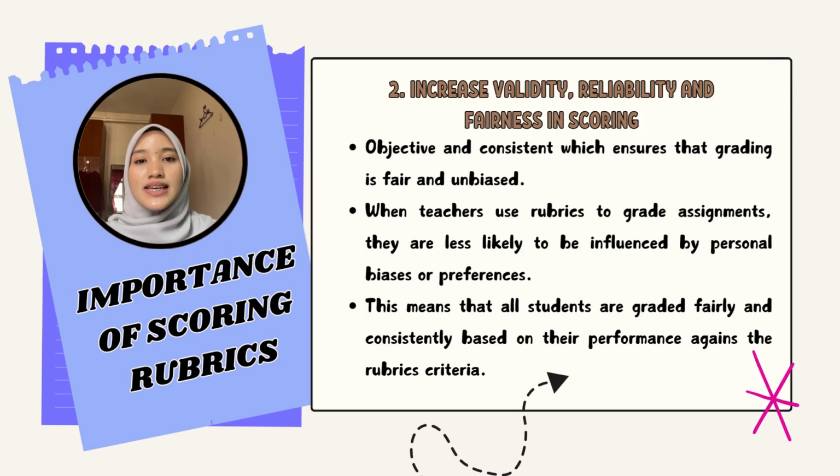The second importance of scoring rubrics is that they can increase validity, reliability, and fairness in scoring. It means scoring rubrics are objective and consistent, which ensures that grading is fair and unbiased. When teachers use rubrics to grade assignments, they are less likely to be influenced by personal bias or preference. This means that all students are graded fairly and consistently based on their performance against the rubric's criteria.